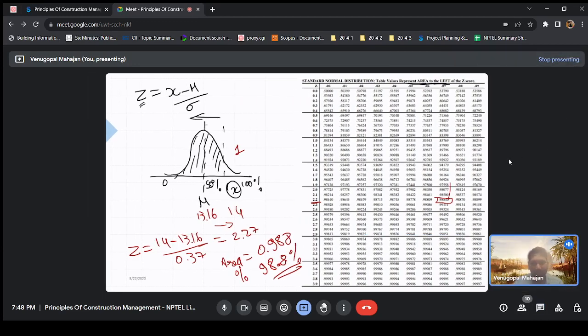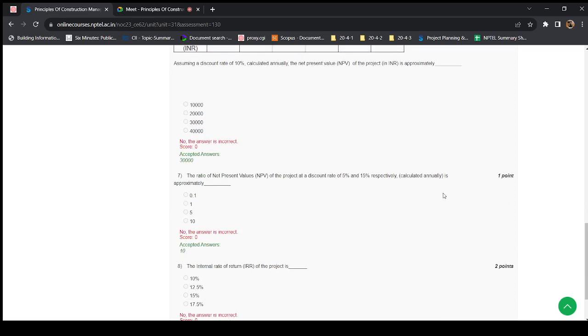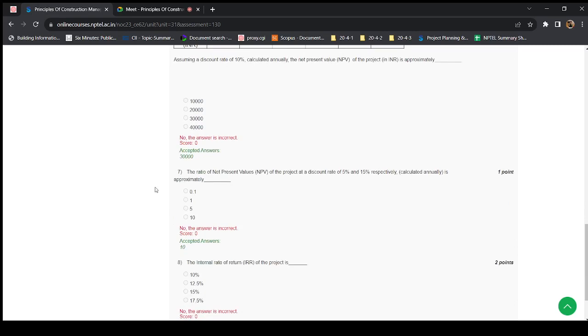So, sir, do you want me to solve it for you, or discuss the solution that has been given? Actually, sir, I have solved that problem, but I was getting the answer 6.1. So it was not matching with the option, and that's why I am asking. Okay, question number 7. The ratio of NPV, you are getting 6.1? Yes, sir.